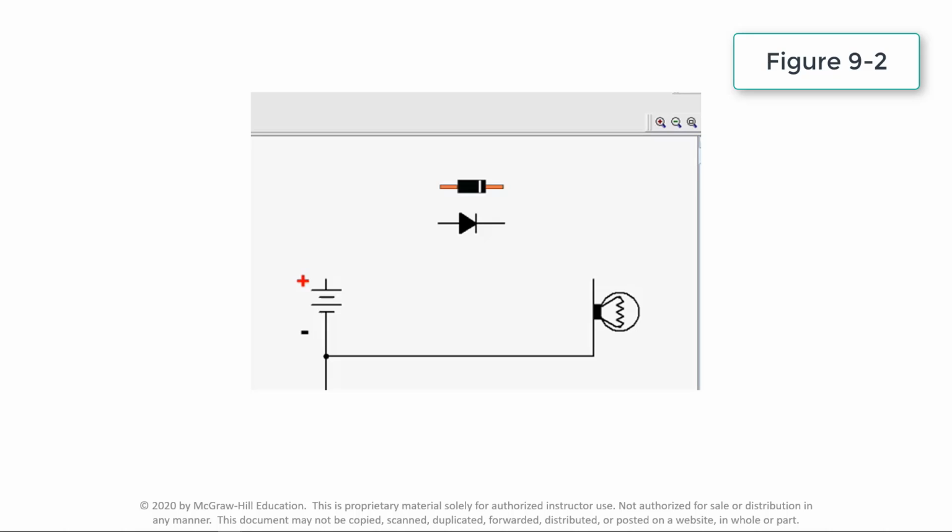This diode biasing simulation shows that the diode conducts current to the lamp when the anode is positive with respect to the cathode. In a similar manner, it blocks current to the lamp when the anode is negative with respect to the cathode.